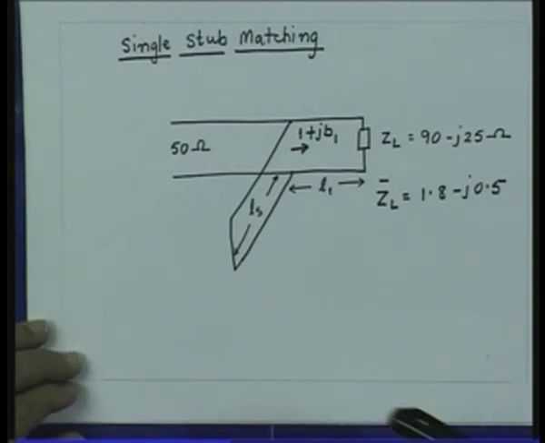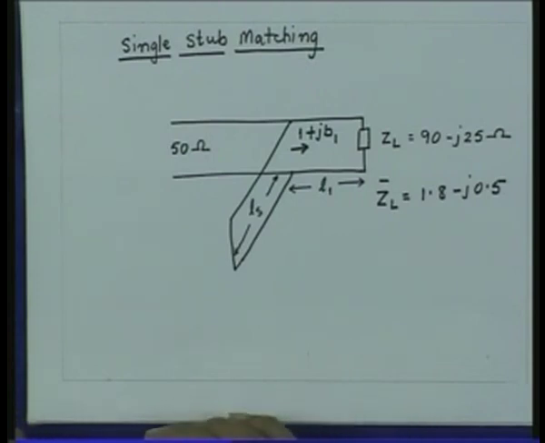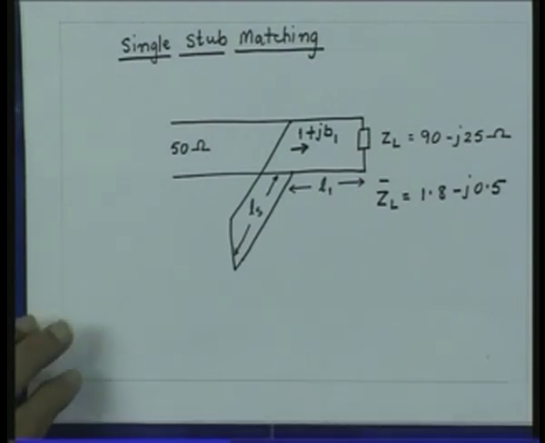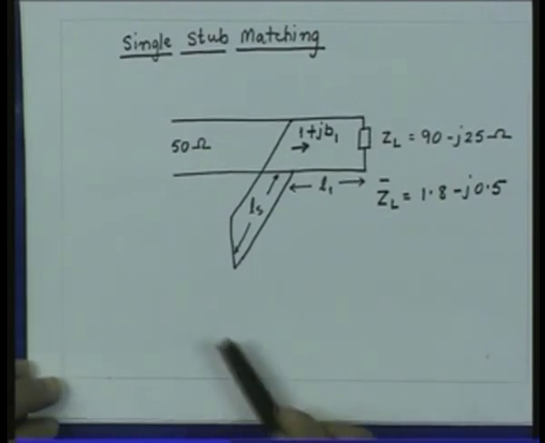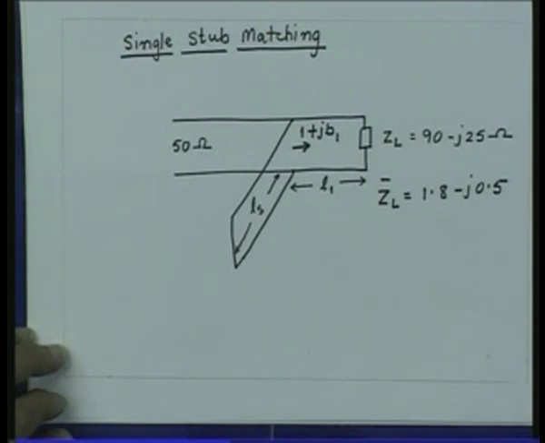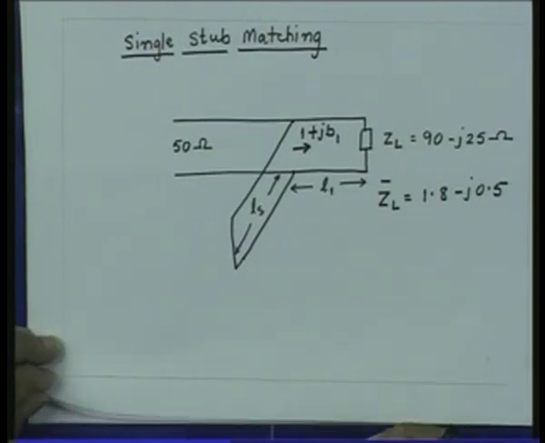While calculating the length of the stub, remember, since the chart has become an admittance chart, the short circuit point is the rightmost point on the chart and the open circuit point is the leftmost point on the chart. So move on the chart from the reactance value which you want to match up to the short circuit point and you will get the length of the stub.